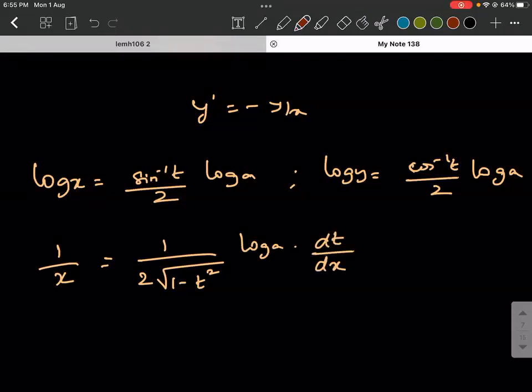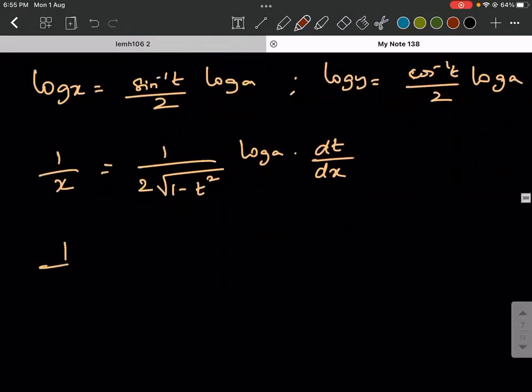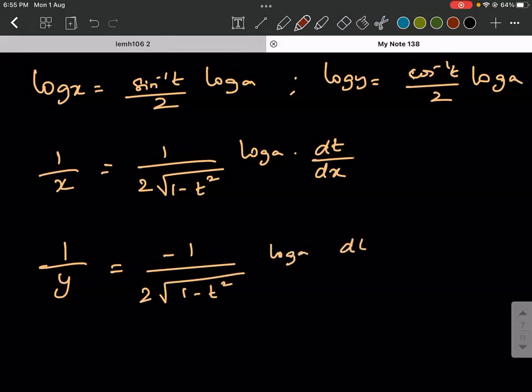Understood? Because the derivative of sine inverse t is 1 by root of 1 minus t square. Similarly, if I differentiate y, 1 by y is equal to minus 1 by 2 root of 1 minus t square into log a into dt divided by dy.